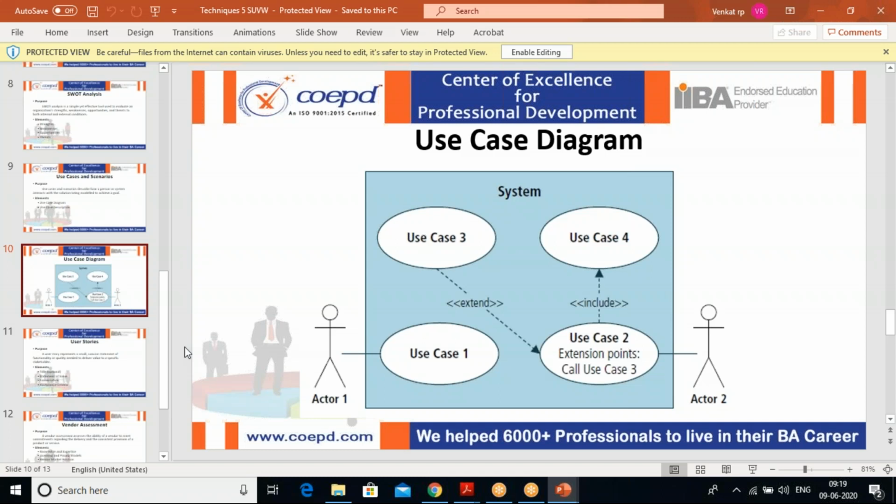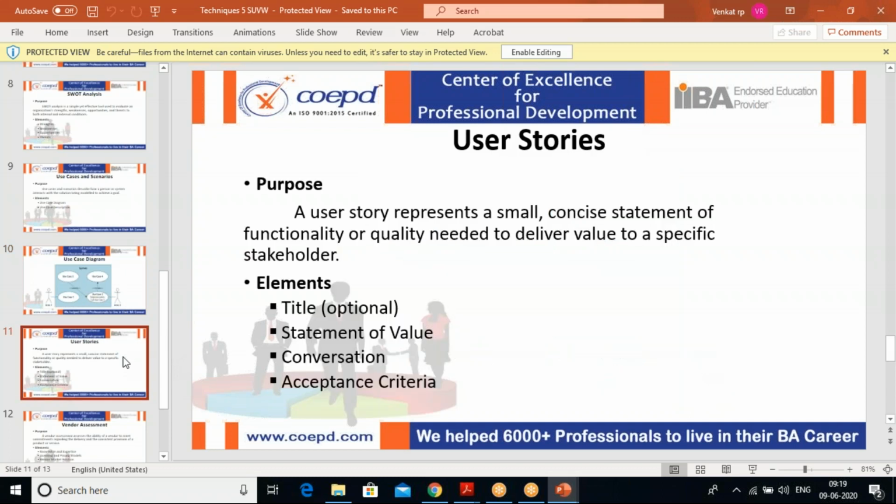Most of the times we draw use case diagrams as a business analyst. Okay, and coming to user stories, we all know the user story format. Generally we use user stories in agile. A user story is a small concept statement of functionality or quality needed to deliver value to the specific stakeholder.